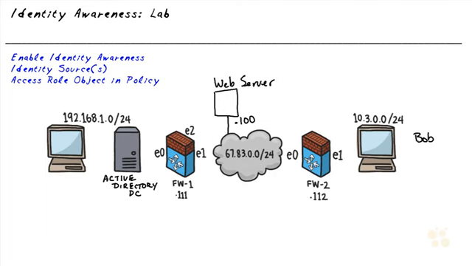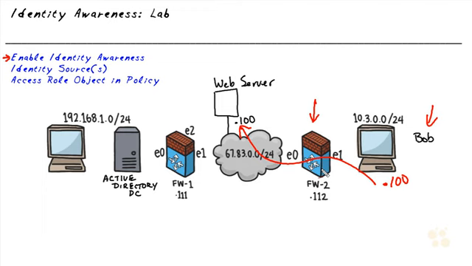Here's our game plan regarding setting up and enabling identity awareness in our hands-on lab. For our end result, we want to require identity awareness of Bob the user, before traffic is allowed from his computer at .100 on the 10.3.0 network over to a web server at 67.83.0.100.